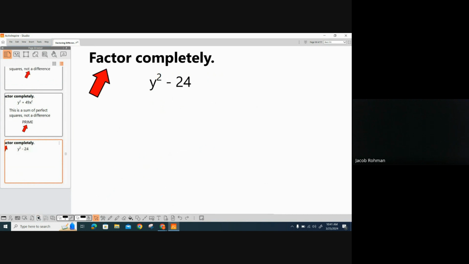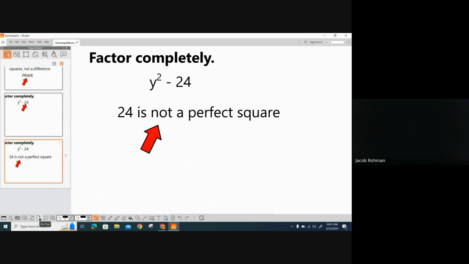And this example here, again, there's not a GCF between the 2 terms. There is a difference between them, but 24 is not a perfect square. And so we can't do a GCF, and they're not difference of 2 squares, so we just say, again, this is prime.